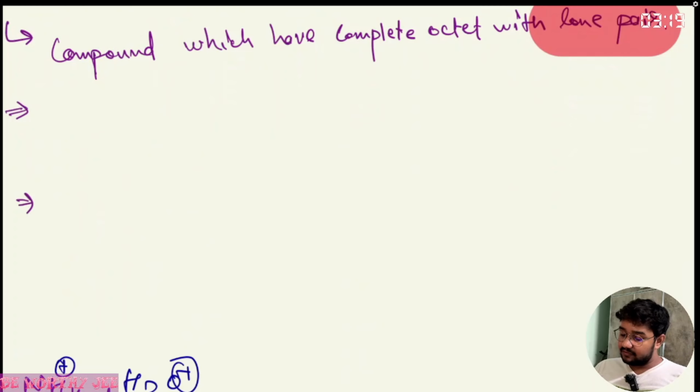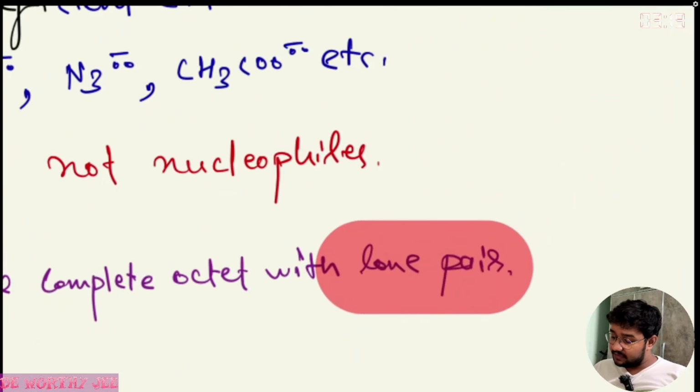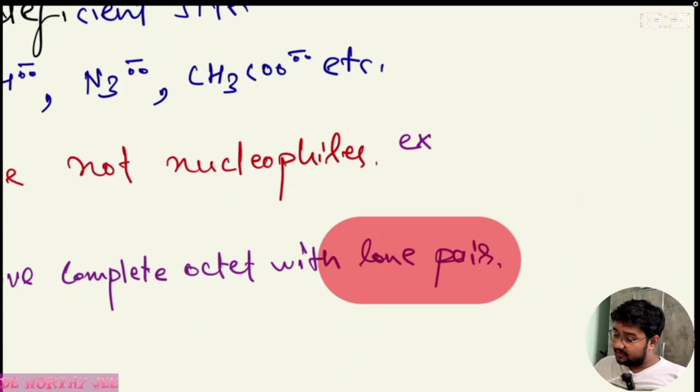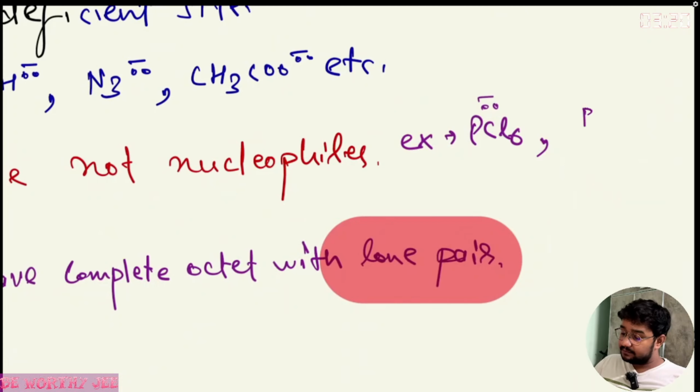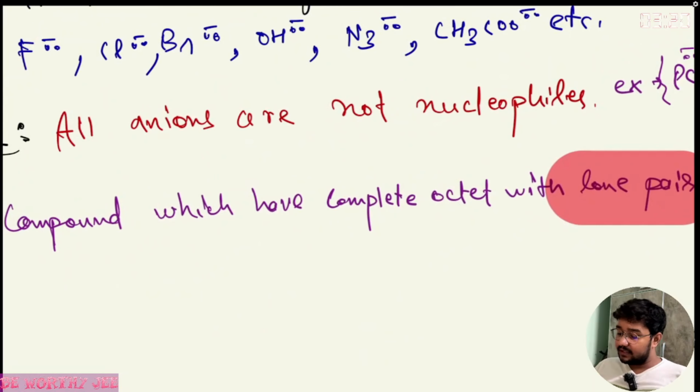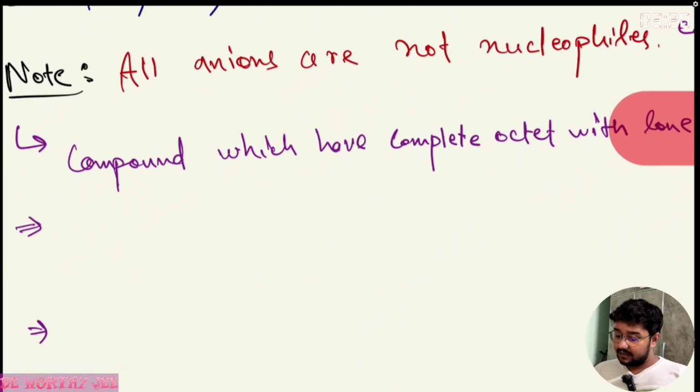Okay, here are exceptions for the anions which I should mention. For example, PCl6 minus. So here minus is not the lone pair. This has a complete octet and the Cl minus is attached to this. So this is not the nucleophile, and also the BH4 minus. BH4 minus is also not the nucleophile. So this is the contrast, that all anions are not nucleophiles.